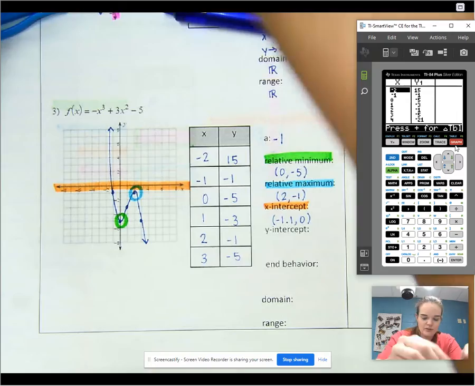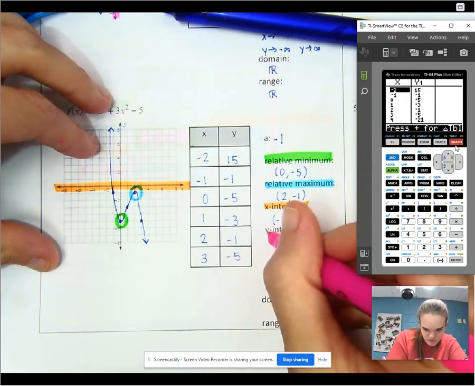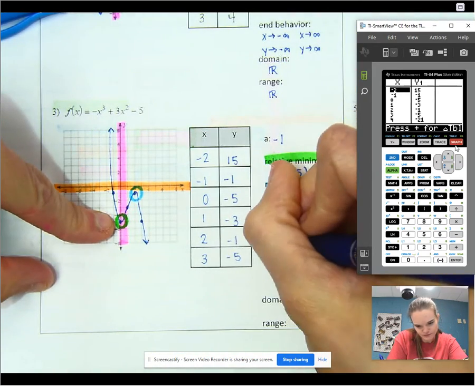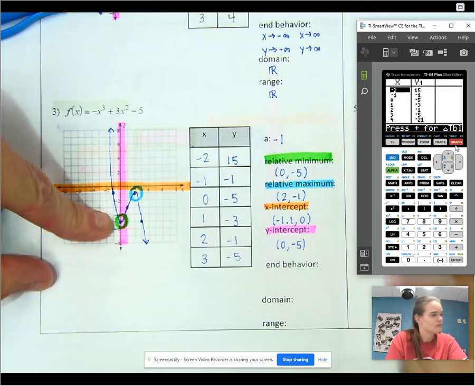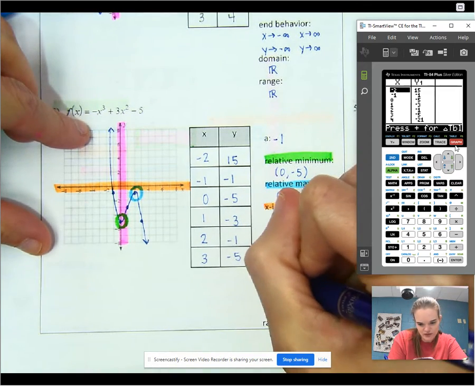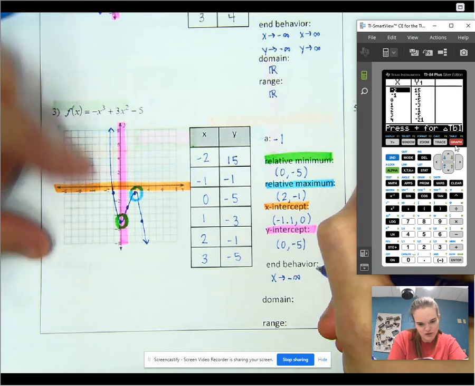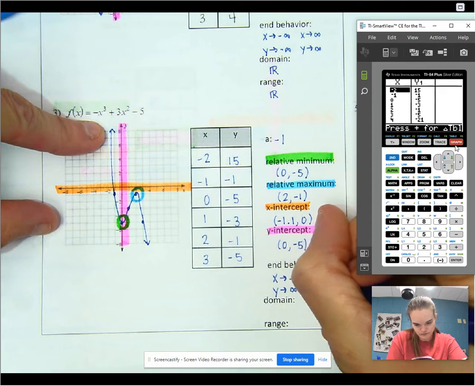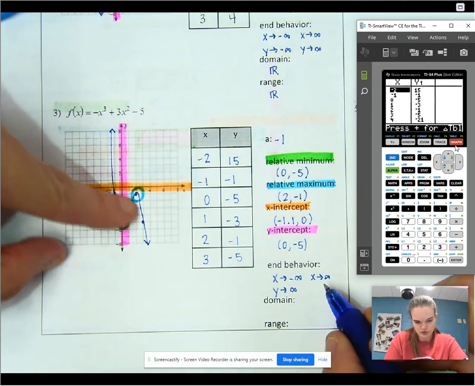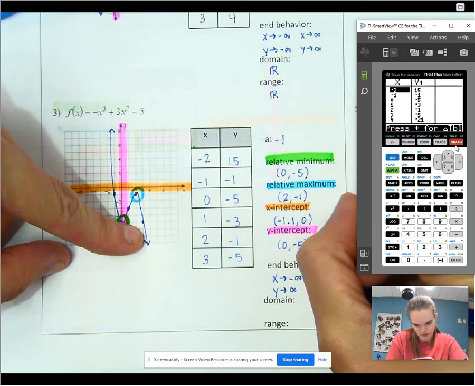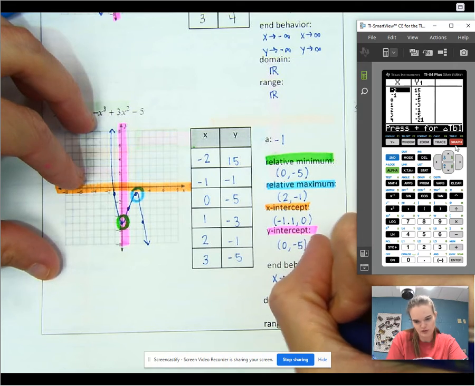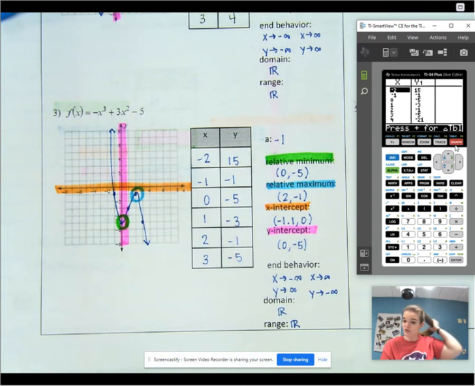All right, y-intercept. (0, negative 5). And then in behavior, when x approaches negative infinity, y is going up, so y approaches positive infinity. When x approaches positive infinity, y approaches negative infinity. Domain and range is always all real for cubic functions. Okay, if you did not pause this video to do 4 and 5, do that now.